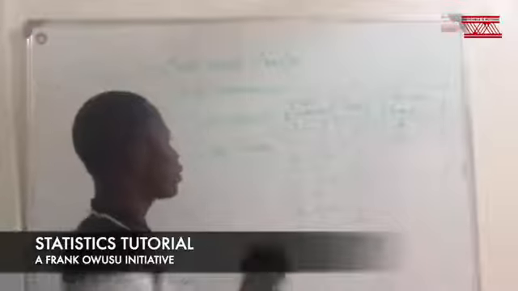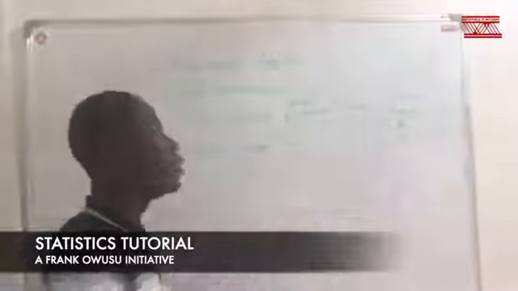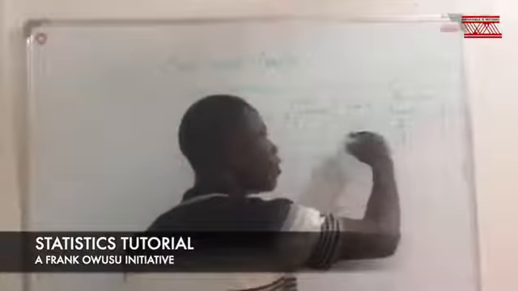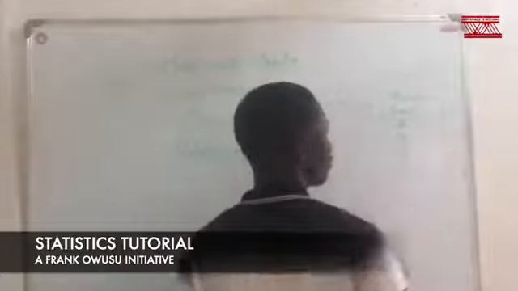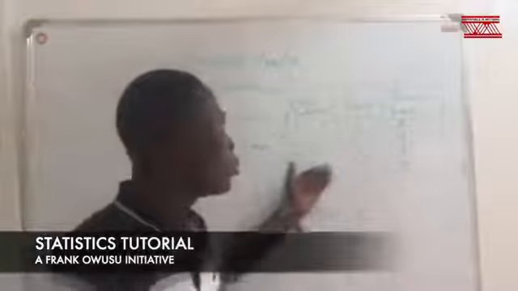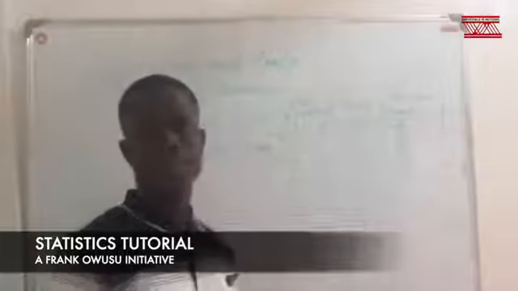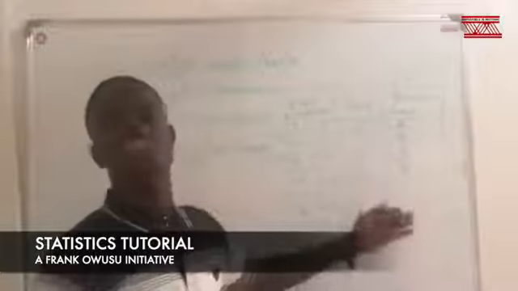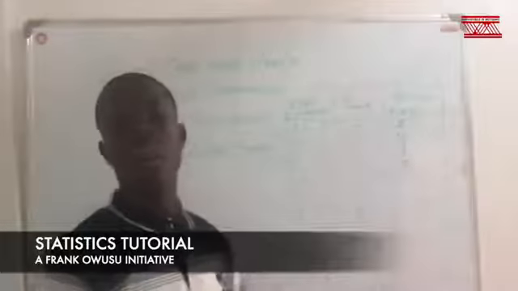If we are asked to find the relative frequency of this second class interval, we take the frequency of that class and we divide by the total frequency. So that's also 3 over 18. In all this, we follow the same order and we have to calculate for all of them. So that's how to find the relative frequency of a particular distribution or a particular class interval.